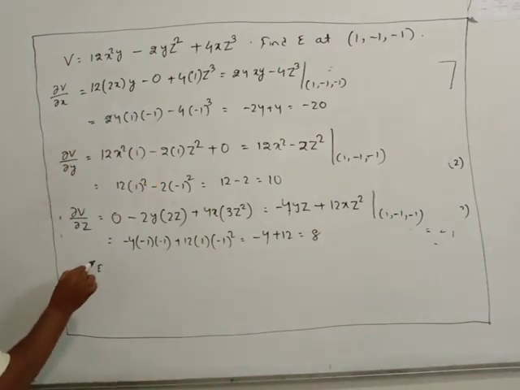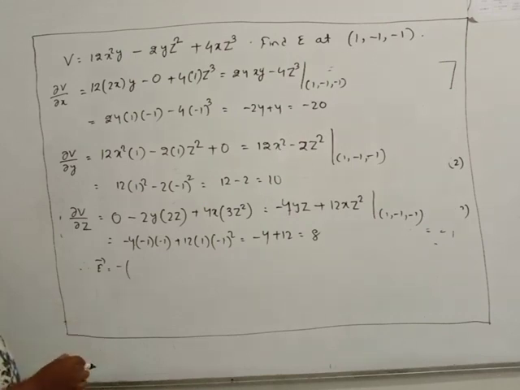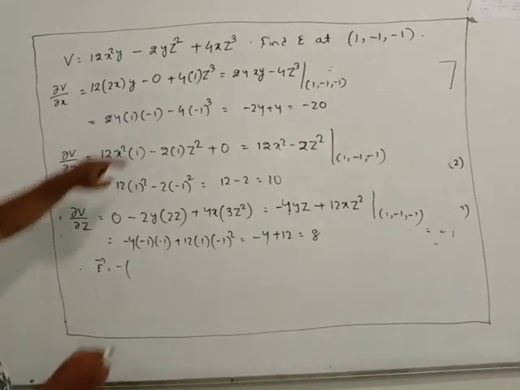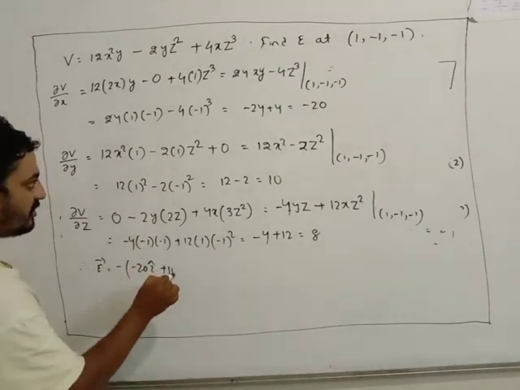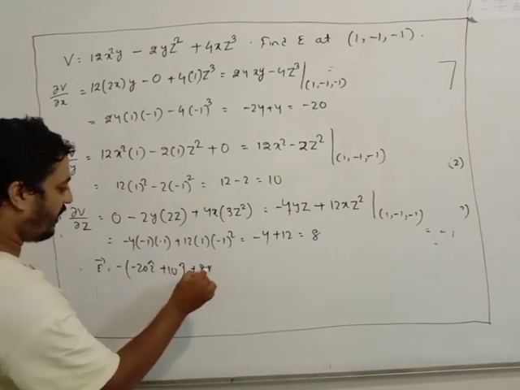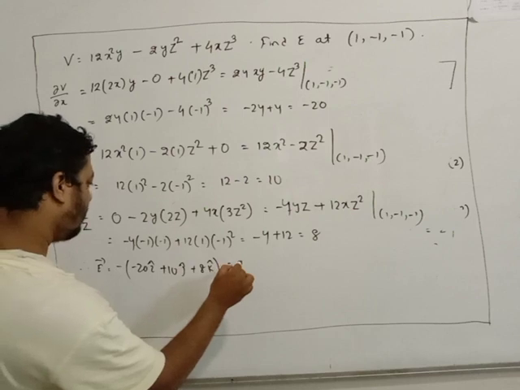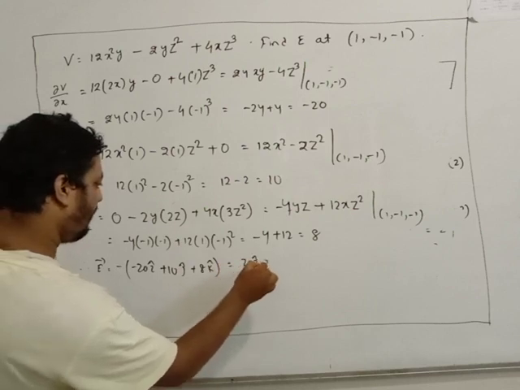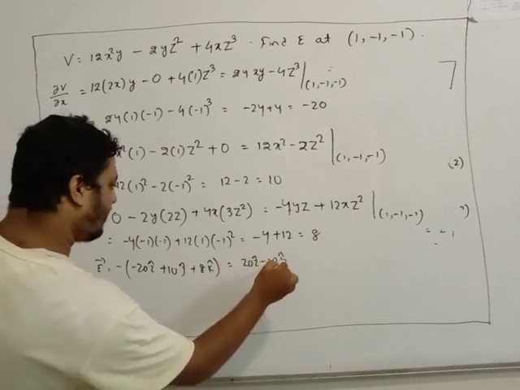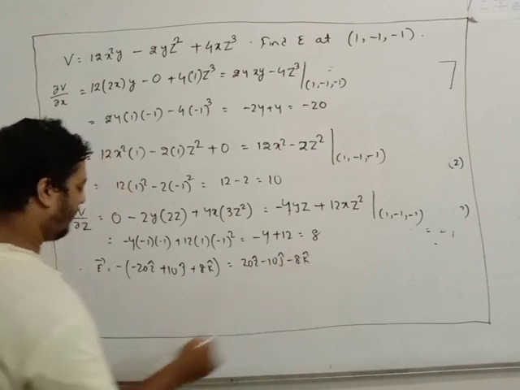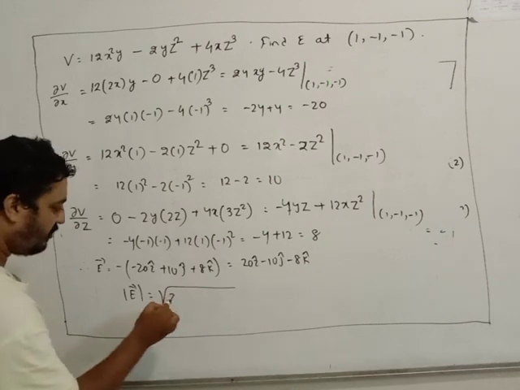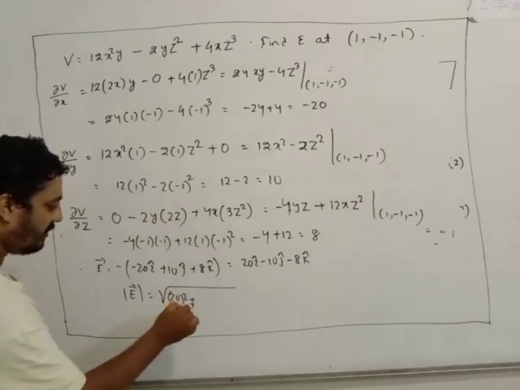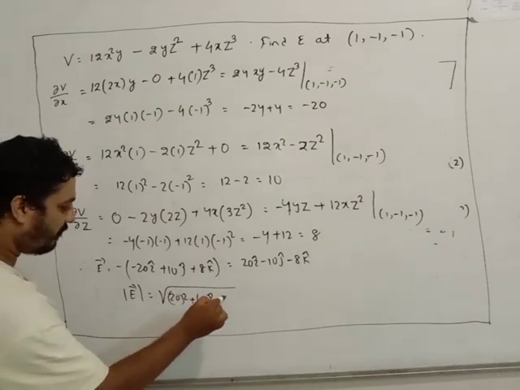So E equal to minus of dou v by dou x, that is equal to minus 20 i cap plus 10 j cap plus 8 k cap, that is equal to 20 i cap minus 10 j cap minus 8 k cap, and magnitude of electric field will be root over of 20 square plus 10 square plus 8 square.